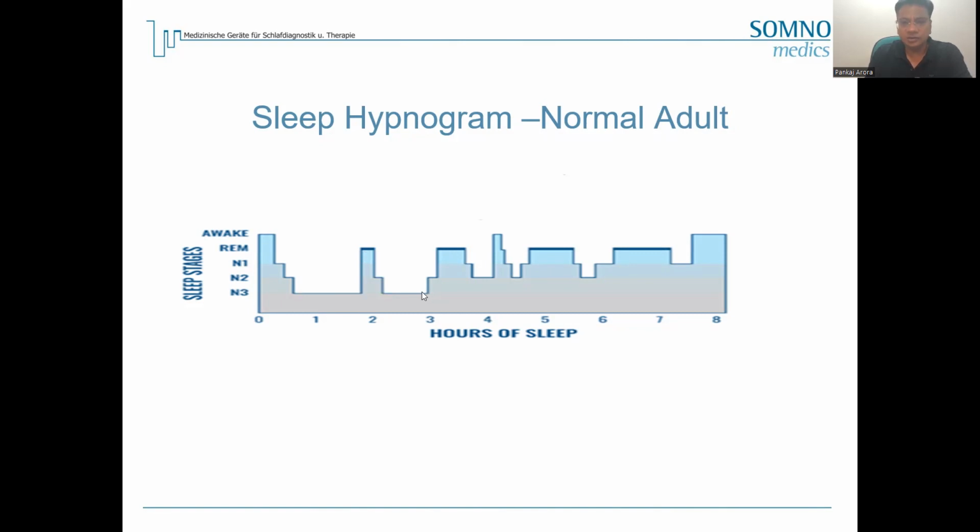We can appreciate that during the first half of the night, the patient spends more time in stage N3. But in the second half of the night, you can see the patient spending more time in REM stage. Overall, though, stage N2 will be the largest portion of the total sleep time.